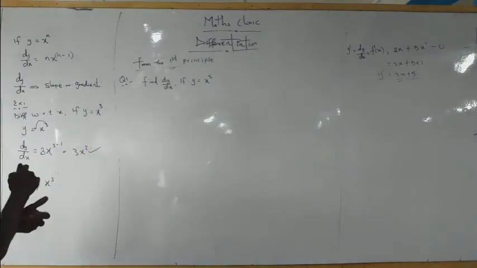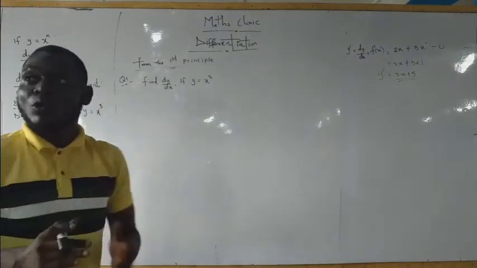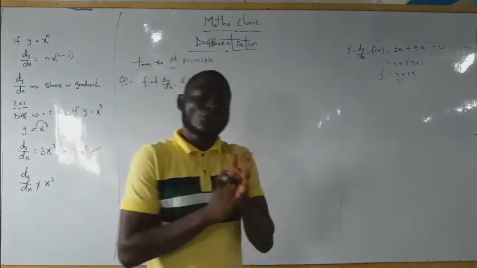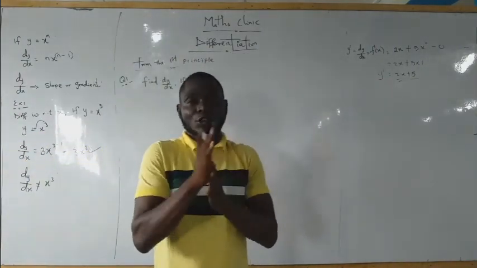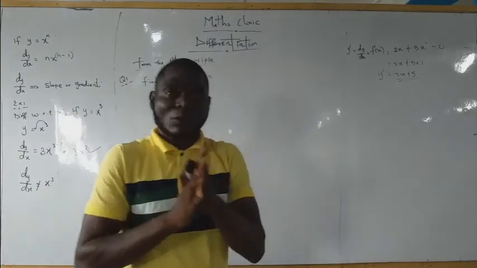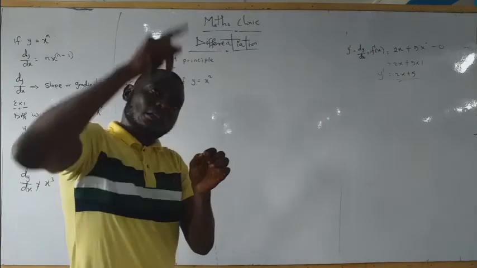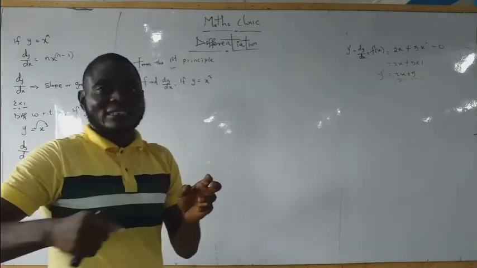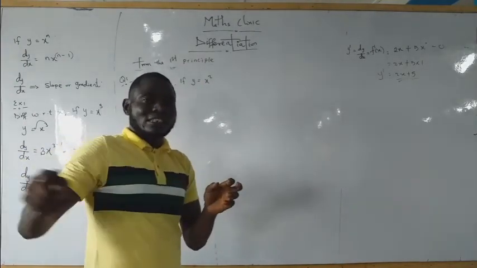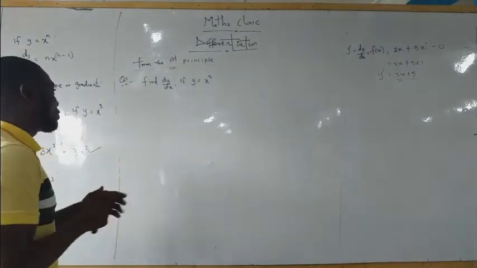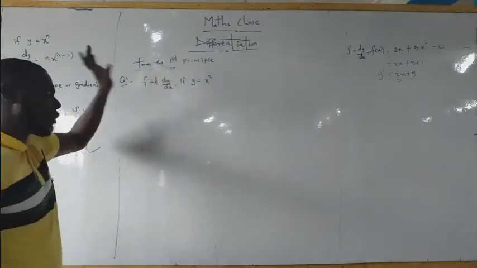You want to find dy dx. Don't forget that dy dx is what we call the slope, or the intercept. Okay? The slope, not the intercept, sorry. The slope or the gradient. Intercept is where the graph cuts the y-axis. Intercept is different from slope. So we want to find the slope or the gradient.